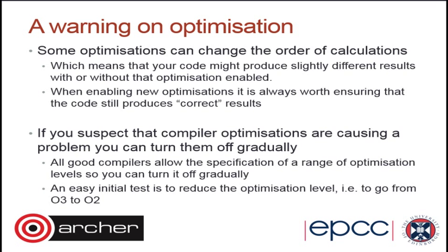What I mean by that is, if you have a code and it gives you some numbers out, and then you compile it at a high level of optimization, and it's very similar, but the numbers are slightly different, you can say, well, yeah, obviously, different level of optimization, it's changed the order, we know why it's done that, that's still correct, as far as I'm concerned.